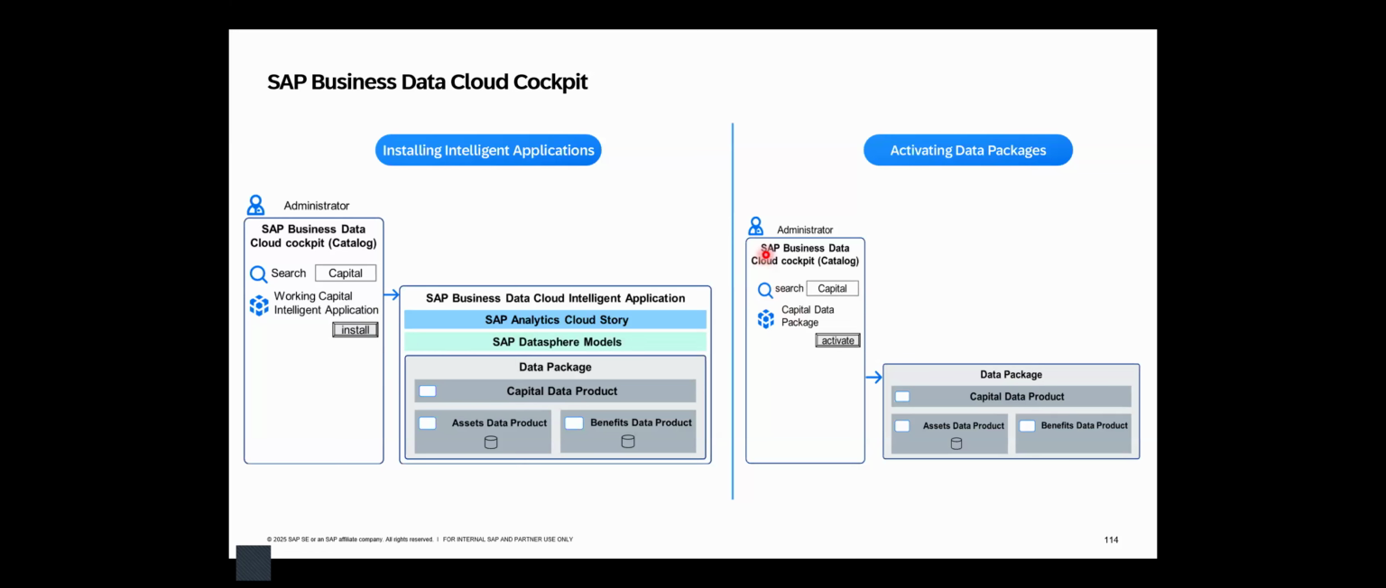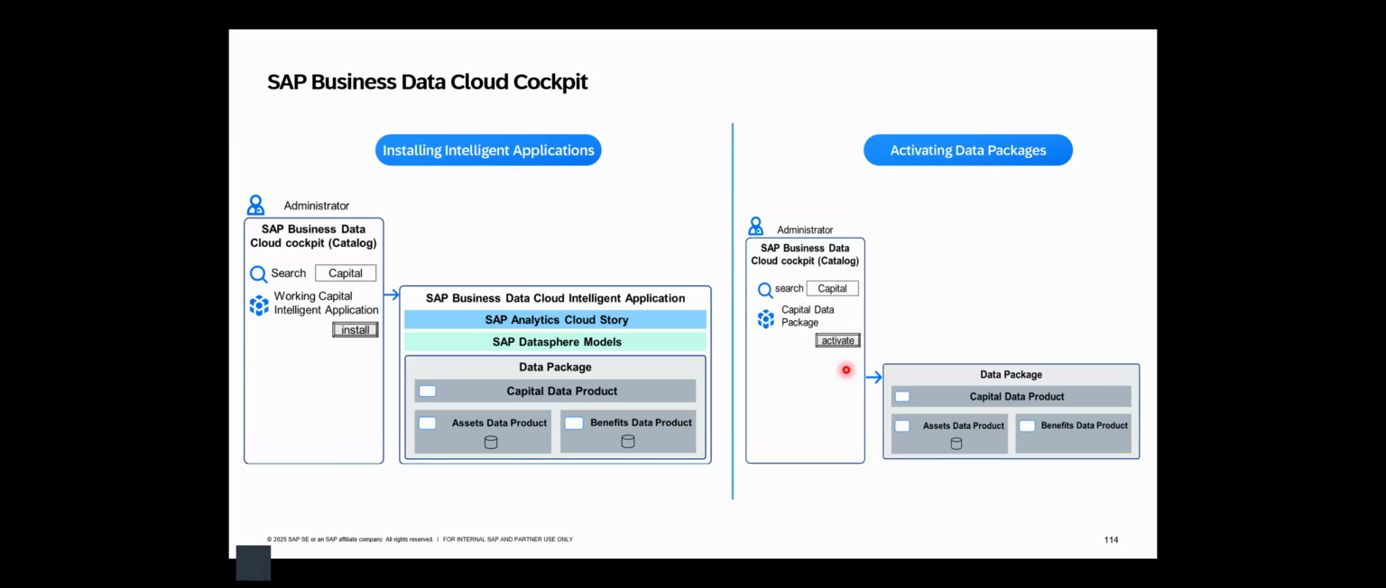So let's say you go to the BDC cockpit again, and then you search for the relevant data package. In this scenario, it is the capital data package, and then you click on activate. Activation of a data package means that corresponding baseline data from the source system and the relevant data products are now available in the catalog, but they are not usable yet. To make them usable, you need an additional step.